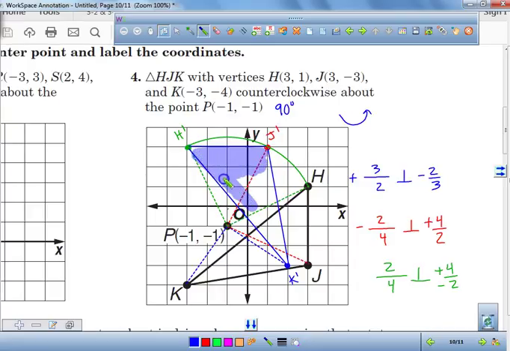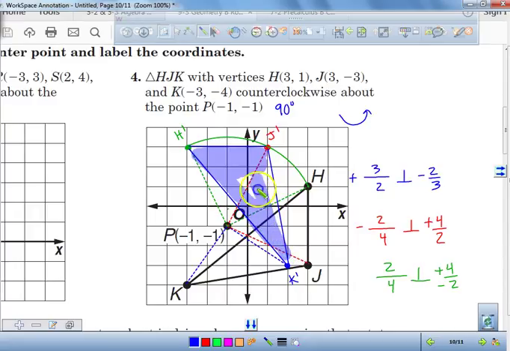Nice. And shading in the final result. You guys should be able to shade it in a little bit neater than this highlighter right here, okay? And that's your final answer.